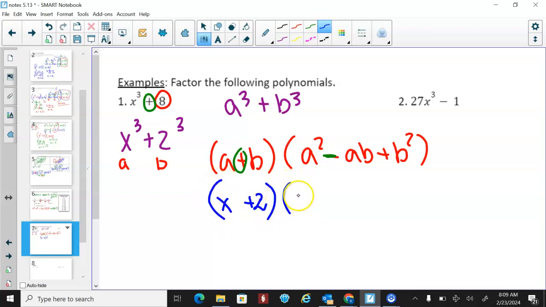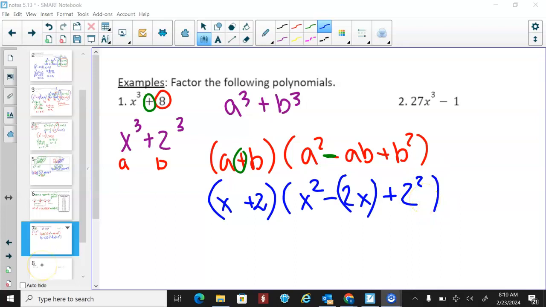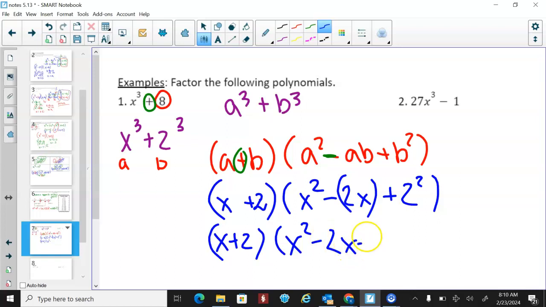Now, I'm going to take my a and square it, so x squared, okay? Minus my a times b, so that's just x times 2, which is 2x, plus b squared, which is 2 squared. Okay, now I'm going to work that out, so that's just x plus 2 in parentheses, x squared minus 2x plus 4. That's my equation, using the difference between the two formulas. Pause it if you have to write that down.